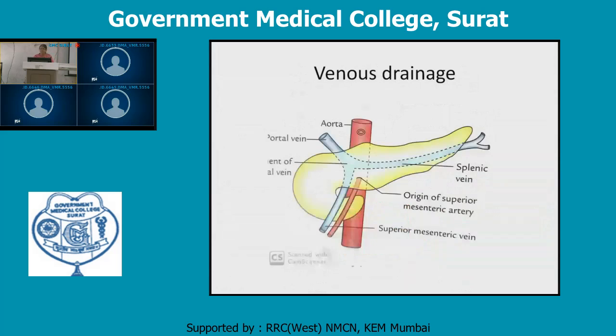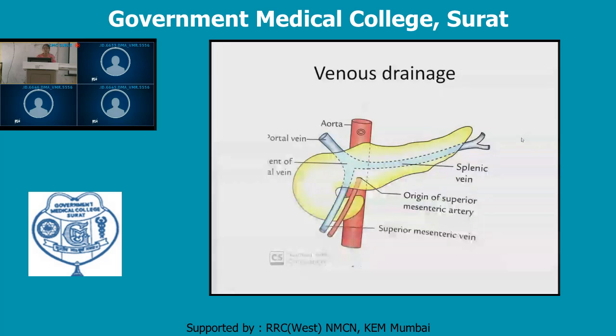As far as venous drainage is concerned, the duodenum lies here, the C-shaped duodenum surrounding the head of pancreas, and its veins will drain into the splenic vein, the superior mesenteric vein, or directly into the portal vein. So this is the venous drainage. How is the portal vein formed? By the superior mesenteric vein and splenic vein. The tributaries from the duodenum drain into all these three veins.